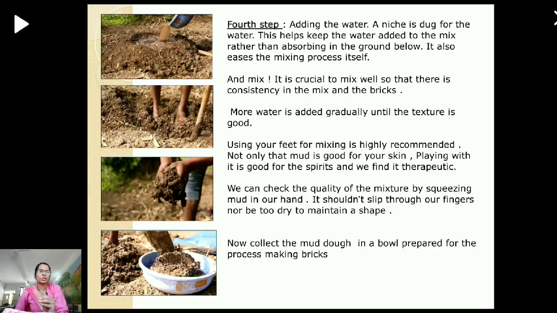Using feet for mixing is also highly recommended here, because when you mix the mud, the straw and the water with your feet, the texture becomes very nice for making the brick. And it is also good for your feet. Yes, the mud is good for your skin. Playing with it is very good for the spirits; as we have found, it is therapeutic. And I know many of you play in that kichad when there are heavy rains, right?